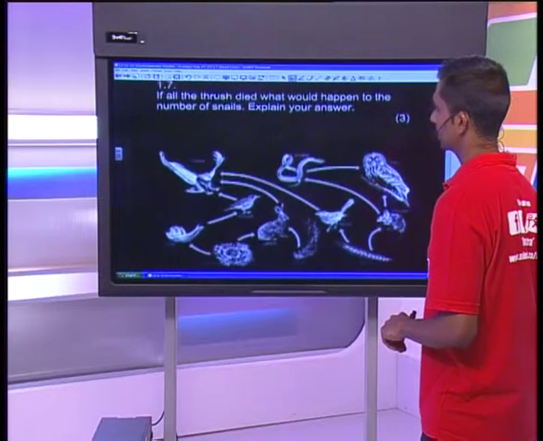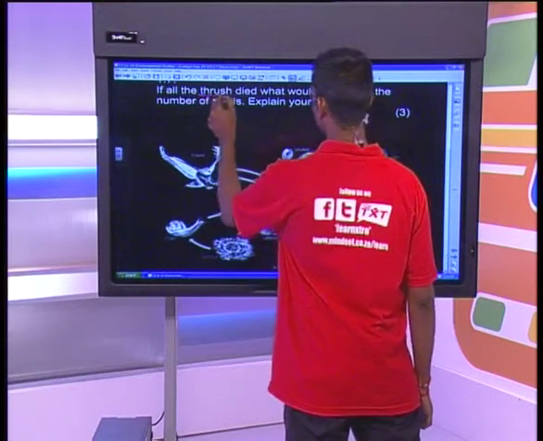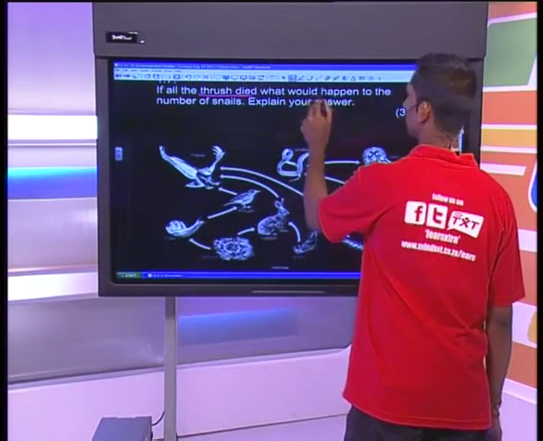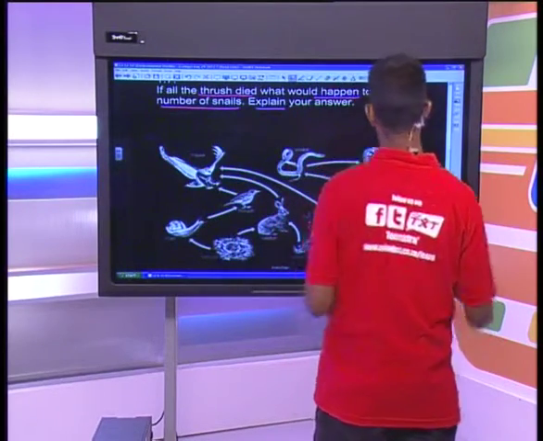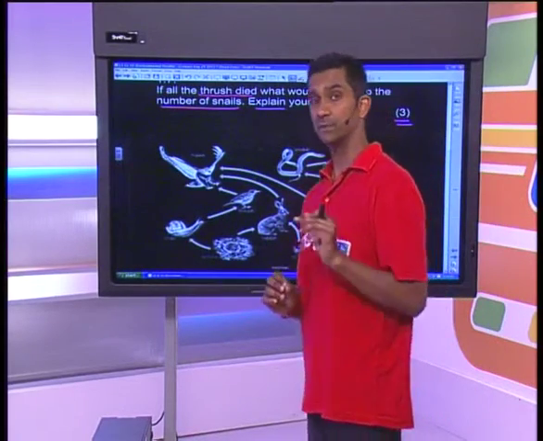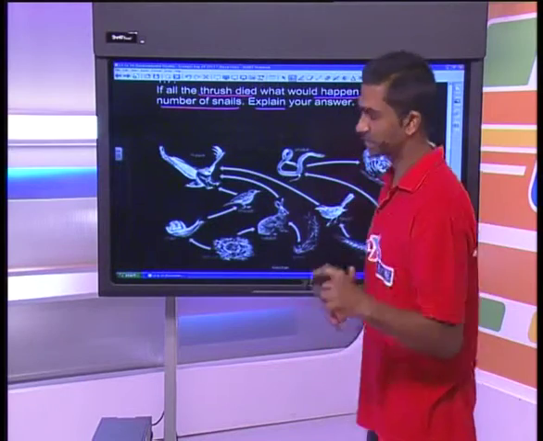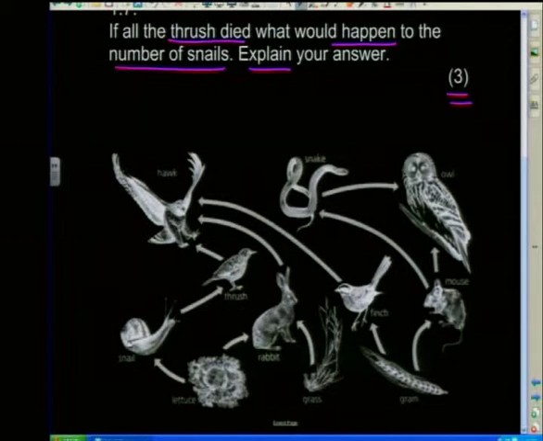We're still looking at these food webs. The next question: if all the thrush died, what would happen to the number of snails? Explain your answer. This is a 3-mark question. Remember, guys, we need to always look at the number of marks being allocated to a question so we can understand the depth or the length of our answer. So again, if all the thrush in this food chain died out, if we remove them from the food chain, what would happen to the number of snails in this ecosystem?